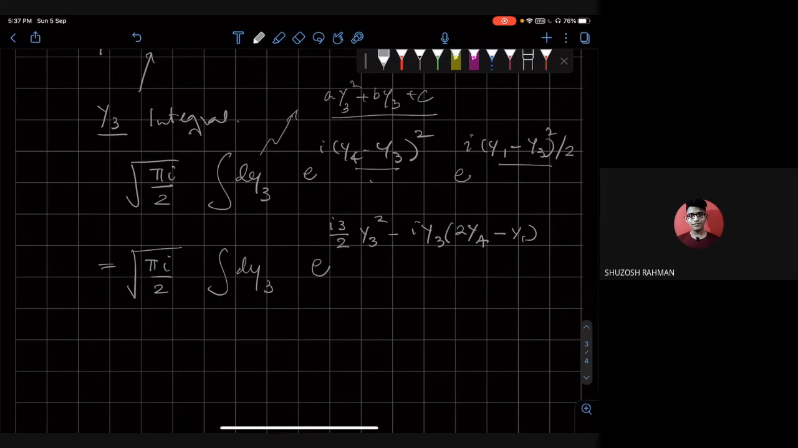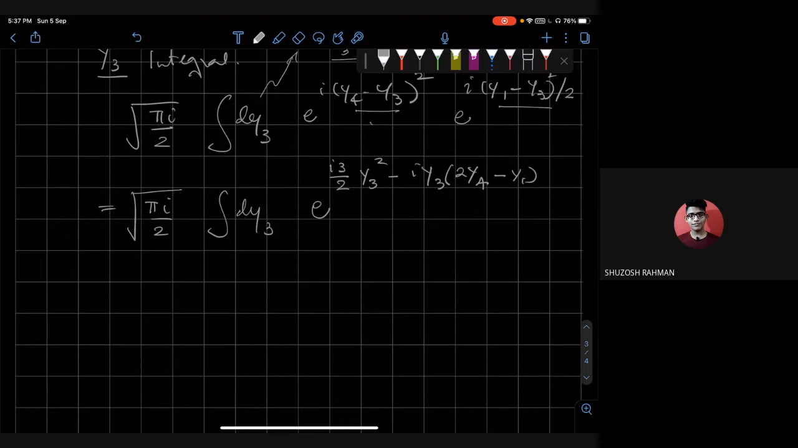All right, so does that answer your question? Yes, sir. Good. All right, so now we have to do the y3 integral, and all that we need is that we just need to do the Gaussian integral again, right?